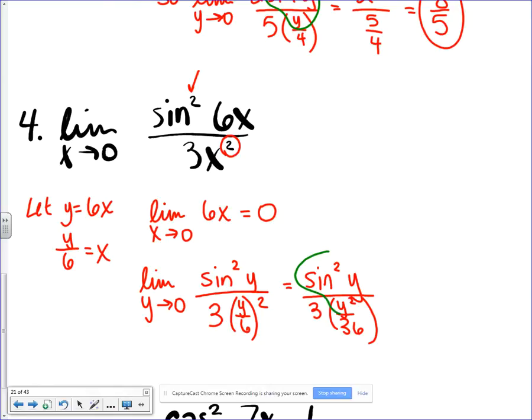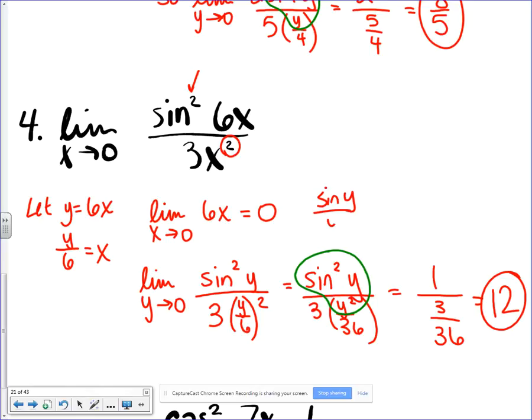Notice, basically, I just have 2 of those identities. So basically, it's like sine y over y times sine y over y. There's 2 of them. Well, that would just be 1 times 1, which still just gives me 1. So now it looks something like that. Well, if you multiply by the reciprocal, you're going to get a final answer of 12. Again, let me stress to you that this portion right here, because they are both squared, basically just looks like that, and that is 1 times 1, which still gives me 1.